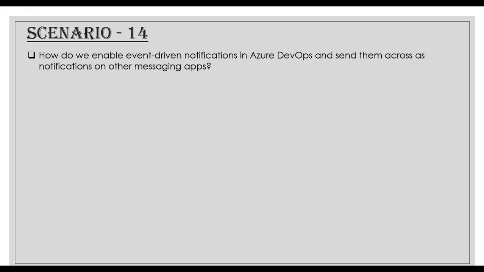Very interesting one. How do we enable event driven notification in Azure DevOps and send them across as notifications on other messaging apps? Let's understand this question again. Suppose you have a build and release pipeline created and you want to send the build and release status update, like whether the build was successful, failed, or stuck. Such status updates, if you want to send them across other messaging tools or apps such as Slack, for example, how can we achieve that in Azure DevOps? Think of it.